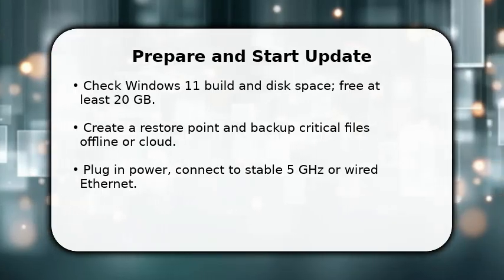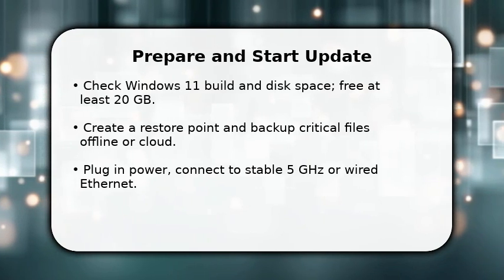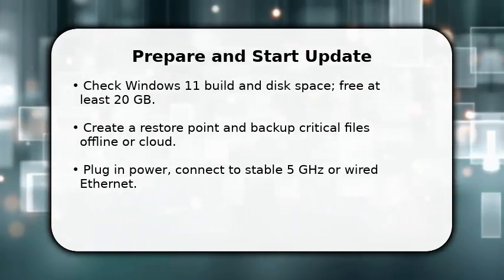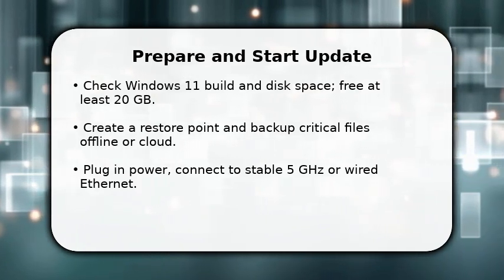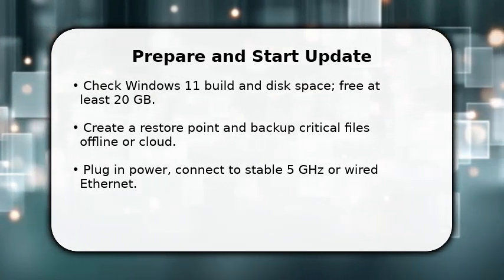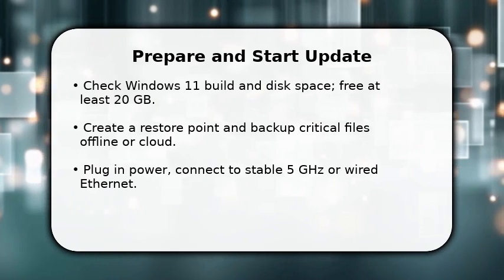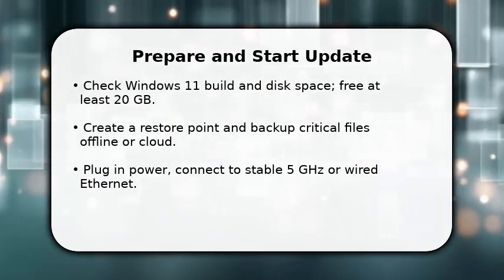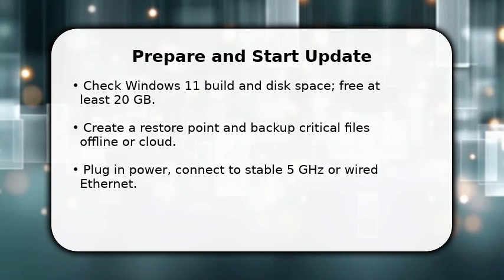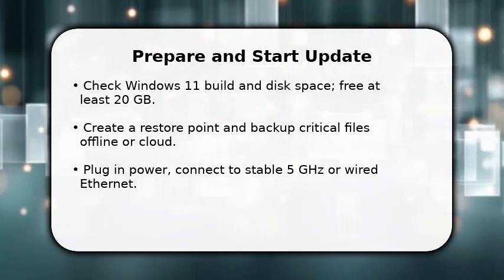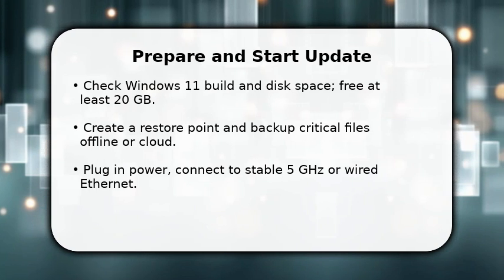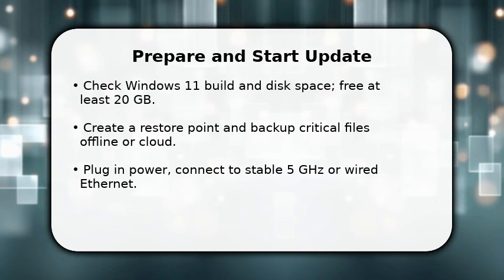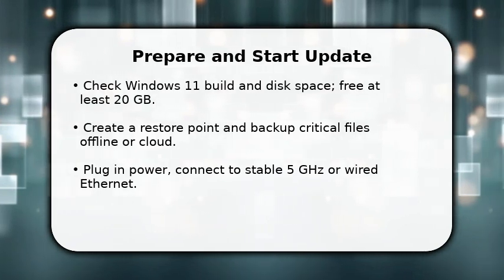You'll begin by confirming prerequisites and launching the update flow. First, check your Windows 11 build and free 20 GB or more. This avoids mid-update failures. Once done, create a system restore point and back up important files to an external drive or cloud so you can recover if needed. Make sure the laptop is plugged in and on a stable network; wired Ethernet or a 5 GHz Wi-Fi is best. Now open Settings and go directly to Windows Update to start.